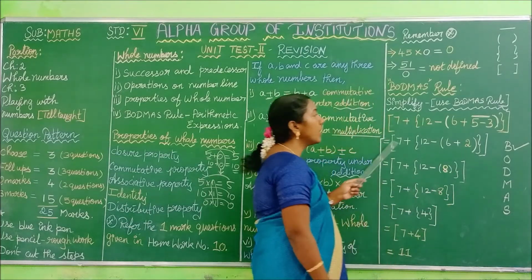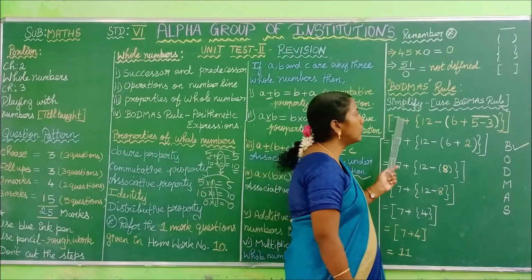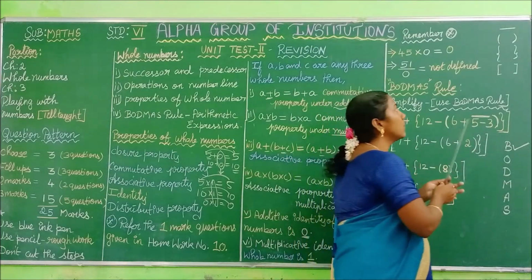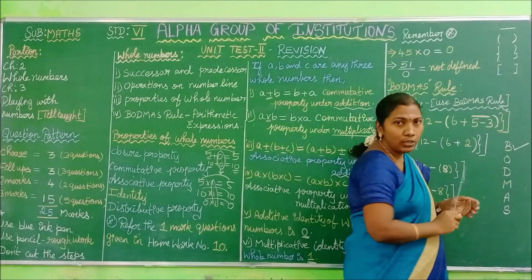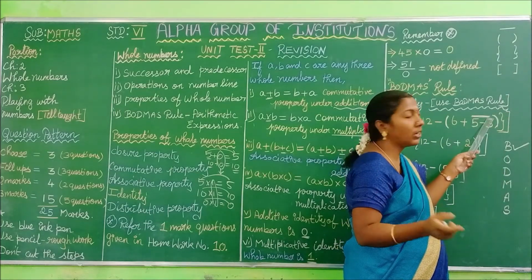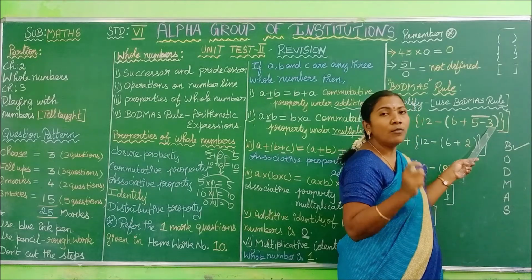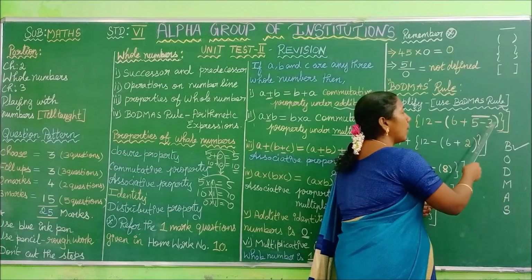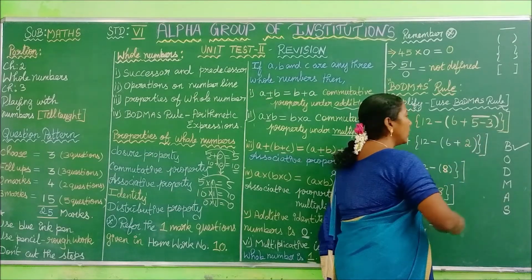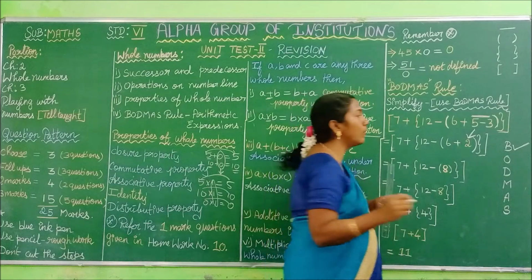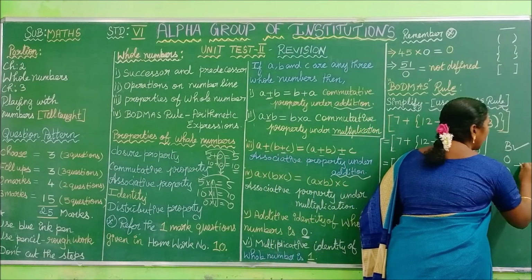See here. First see which brackets we have to evaluate first. As per the order of brackets, first you have to evaluate the vinculum. Under the vinculum we have two numbers. What are they? 5 and 3. In which operation? Subtraction. So you have to subtract 3 from 5. What is your answer? 5 minus 3, 2. Thus we have evaluated the first bracket, the vinculum.